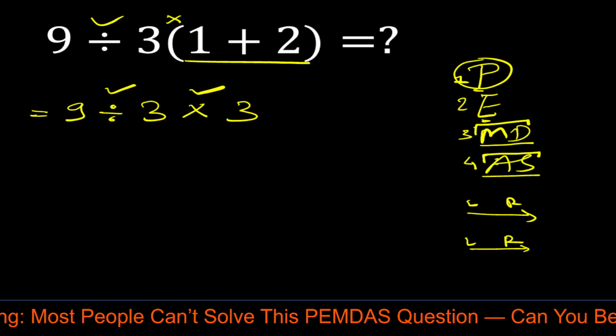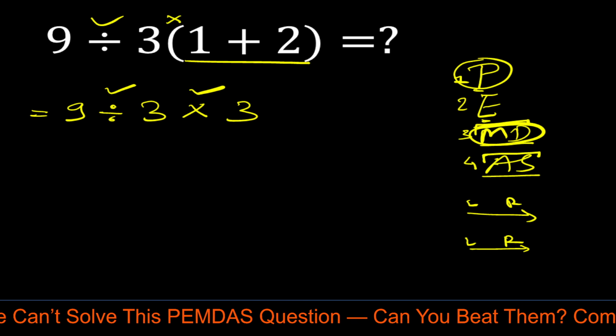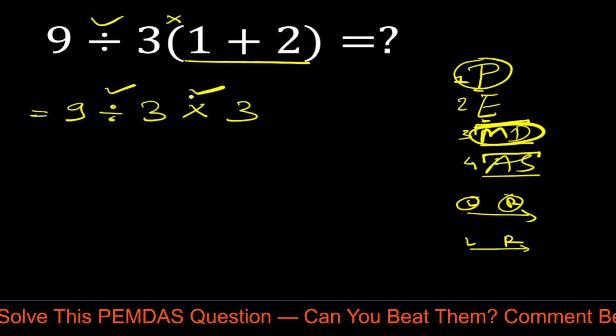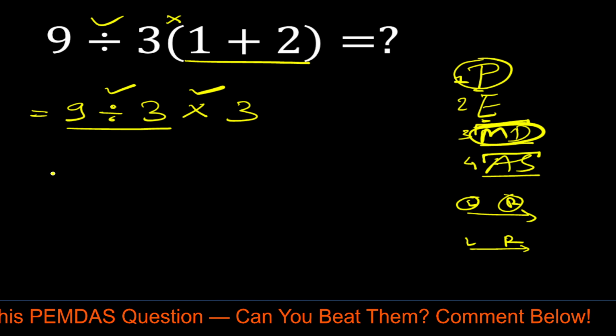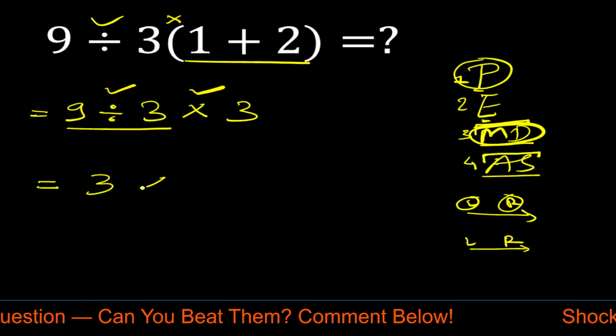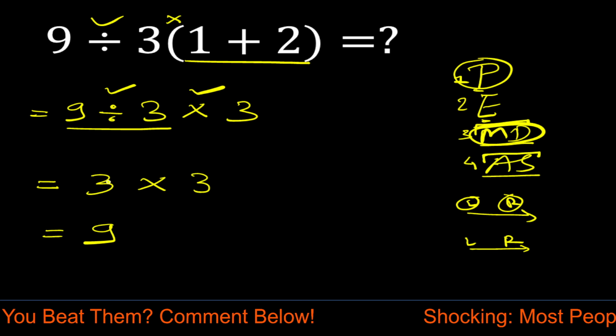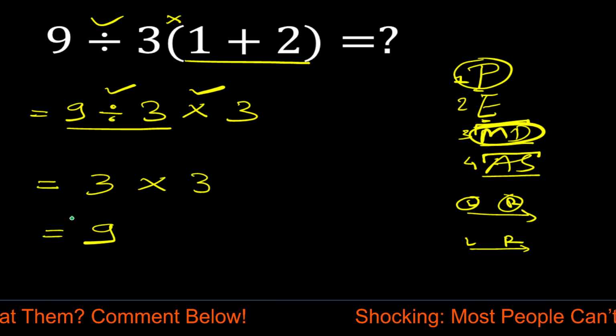So multiplication and division both have equal priority. So we have to solve it from left to right. So first we have to solve this division, right? So 9 divided by 3 is equal to 3, times 3. So 3 times 3 is equal to 9, right? So the correct answer is 9.